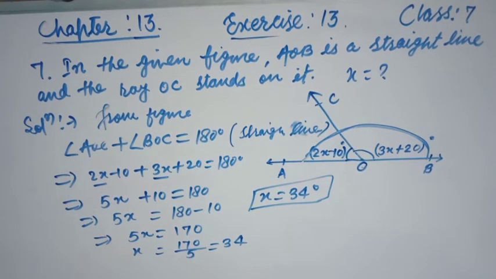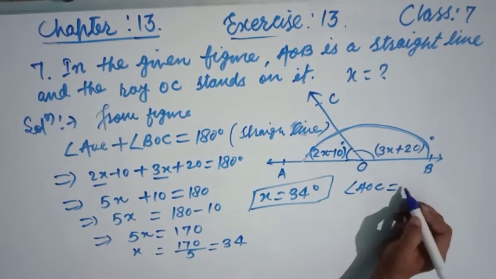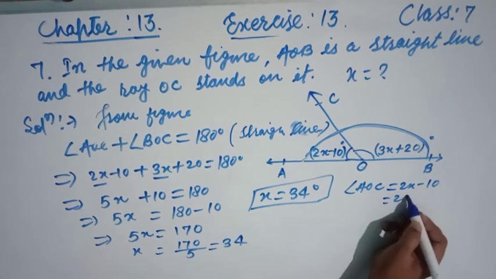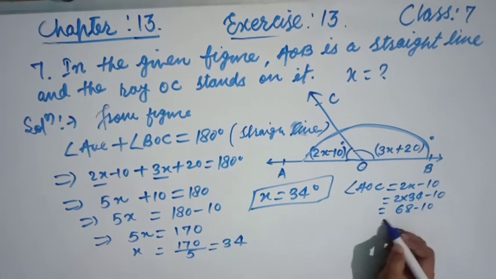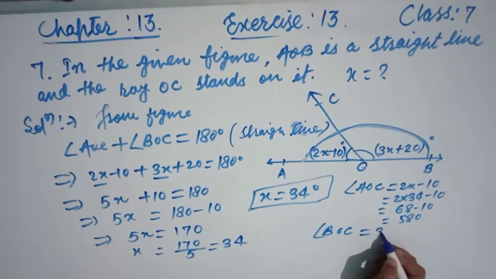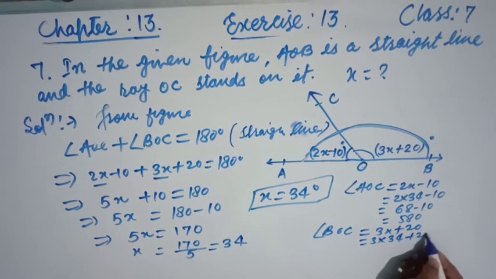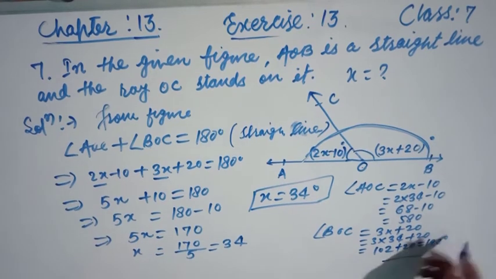Now we have to find the angle AOC, friends. Now AOC is equal to 2x minus 10. So this is 2 multiplied by 34 minus 10. So this is 68 minus 10 is equal to 58 degree. Now angle BOC is equal to 3x plus 20. So this is 3 multiplied by 34 plus 20. Now this becomes 122 degree. So these two are the answers.